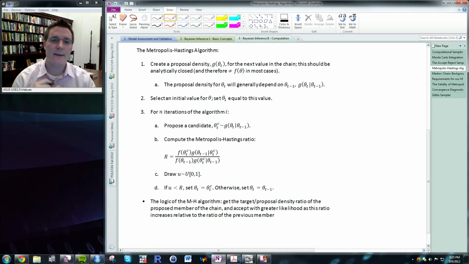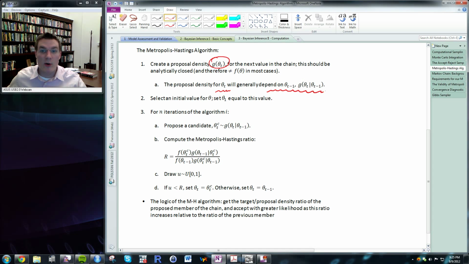Well, just like in accept-reject sampling, we have some kind of proposal density for the next value in the chain, and we should know what that proposal density looks like analytically. Generally speaking, the proposal for the present value will depend on the current state of the chain, which is to say, if I'm proposing a value for the next period, what my proposal density looks like will depend pretty much solely on where I am right now in the chain.